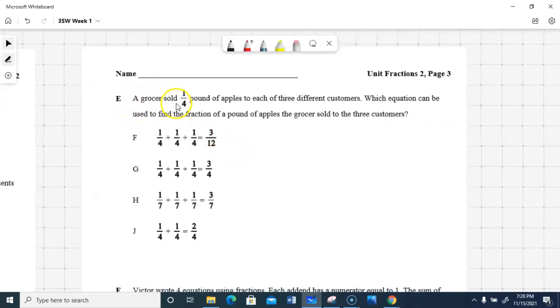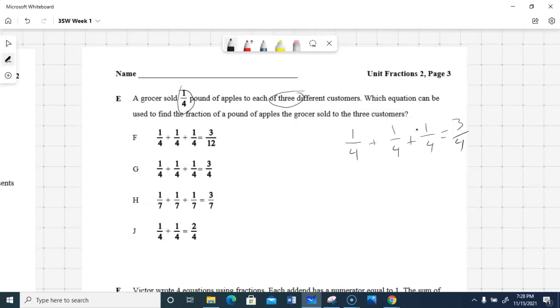E says, a grocer sold 1/4 pound of apples to each of 3 different customers. Which equation can be used to find the fraction of a pound of apples the grocer sold the 3 customers? So he sold 1/4 pound to each of 3 different customers. Okay, so that equation would be 1/4 for the first customer plus 1/4 for the second customer plus 1/4 for the third customer equals 3/4.